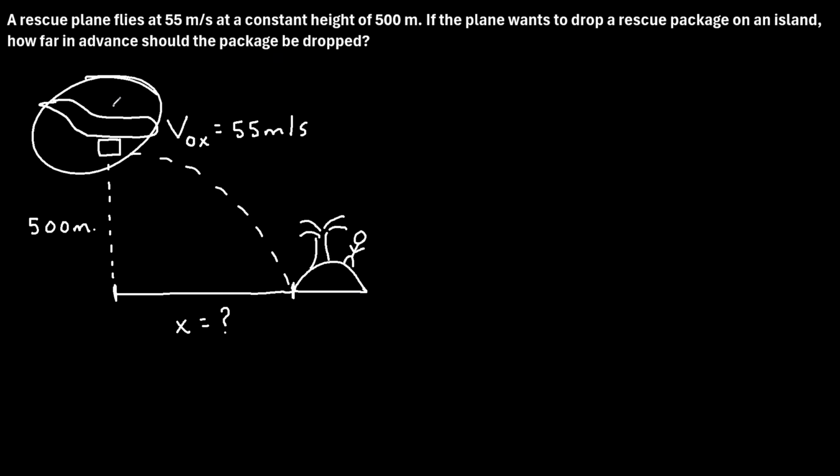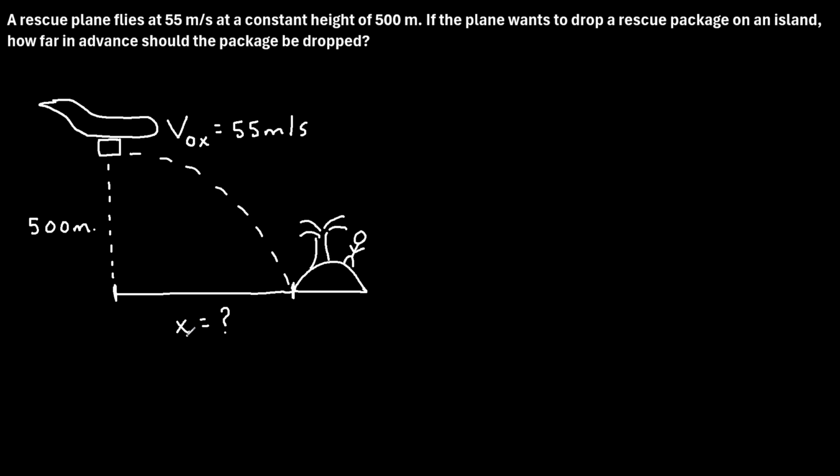So we have this plane that's flying here with an initial velocity of 55 meters per second. We also know that it's flying at a height of 500 meters. And we know that the package is going to be dropped and it's going to fall through the air and land. We want it to land right here at the start of this island. So the question is, how far in advance should the package actually be dropped? What we're really trying to find is the displacement in the x direction. So we're trying to figure out what this x value is.